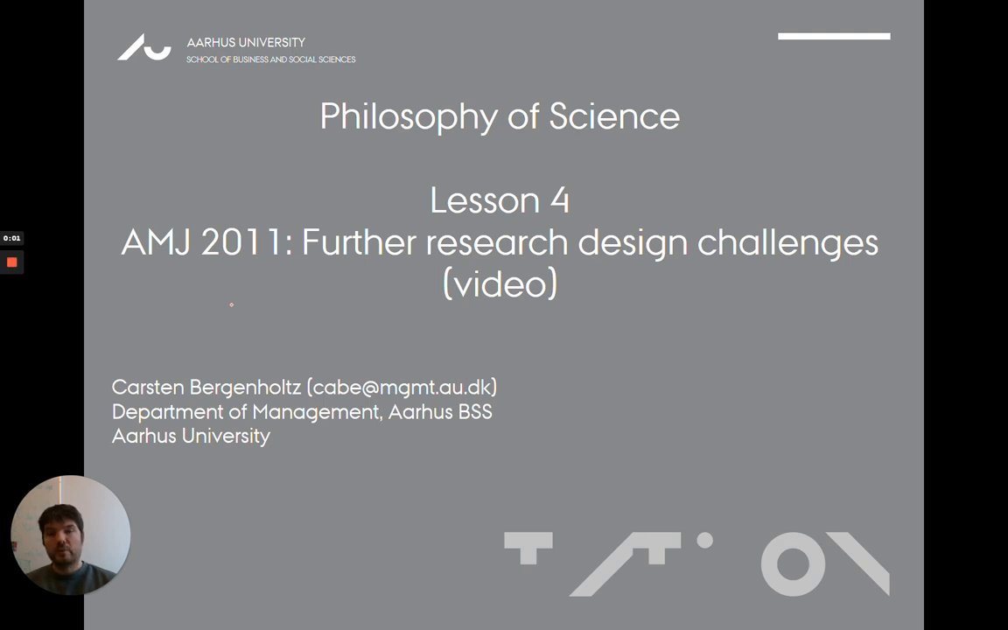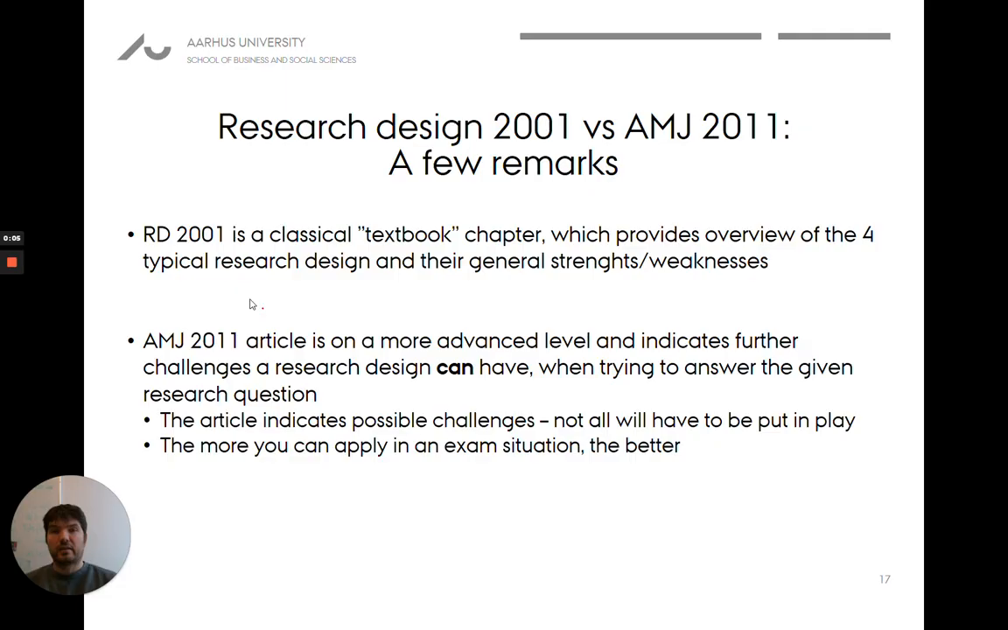In this video, I will be addressing some further research design challenges that research might be exposed to. While the Research Design 2001 text is this classical textbook chapter that provides an overview and some general strengths and weaknesses, this AMJ 2011 text is on a more advanced level and is trying to provide insight into some additional challenges that a research design might face.